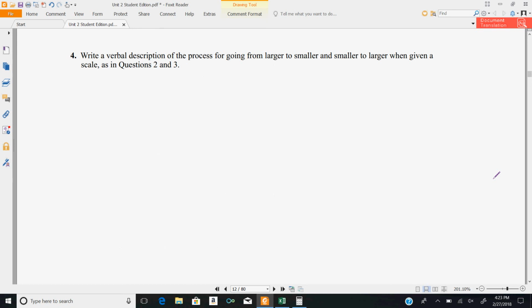So write a verbal description of the process for going from larger to smaller or smaller to larger when given a scale. I'm not going to write that because this pen doesn't write very well, but if you have a scale factor and you want to go to a larger scale, you know the distance on the small scale model, you want to calculate the large one, you multiply by the scale factor expressed as a whole number. If you want to go from a large one to a small one, you divide by the scale factor because you're going to get a smaller number. You divide by the scale factor expressed as a whole number. Or in the case of the one we did before, I expressed the scale factor as 1 over 13. I expressed it as a fraction and I multiplied by the fraction. That gives you the same answer as if you divide by the whole number. So either way.